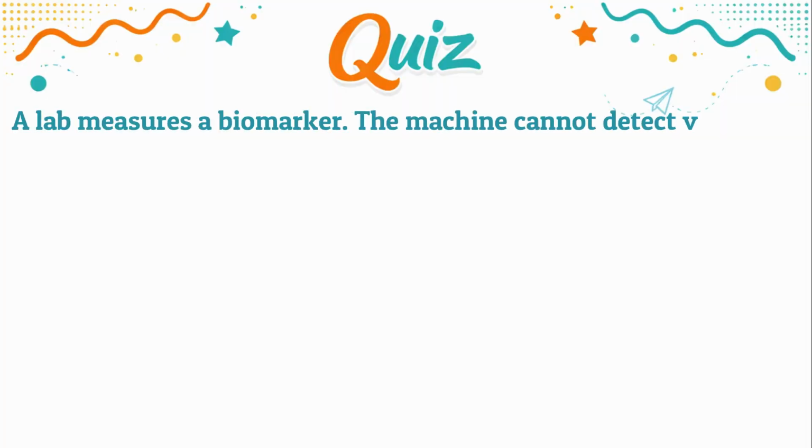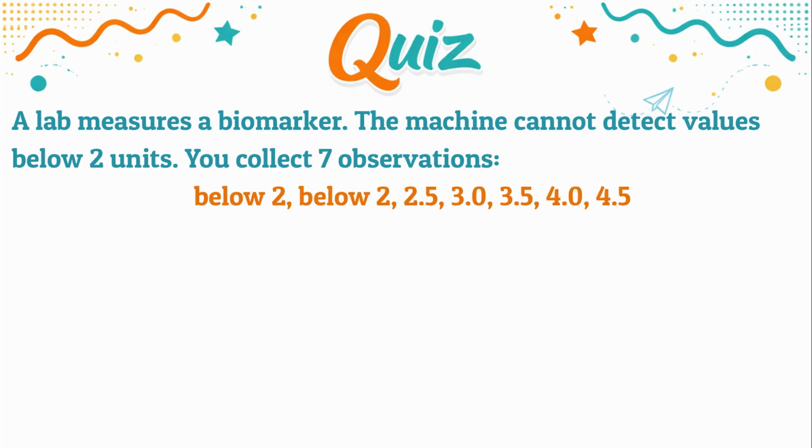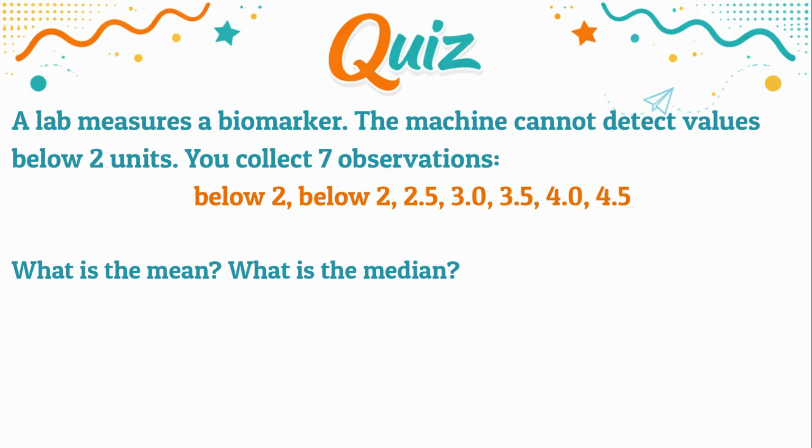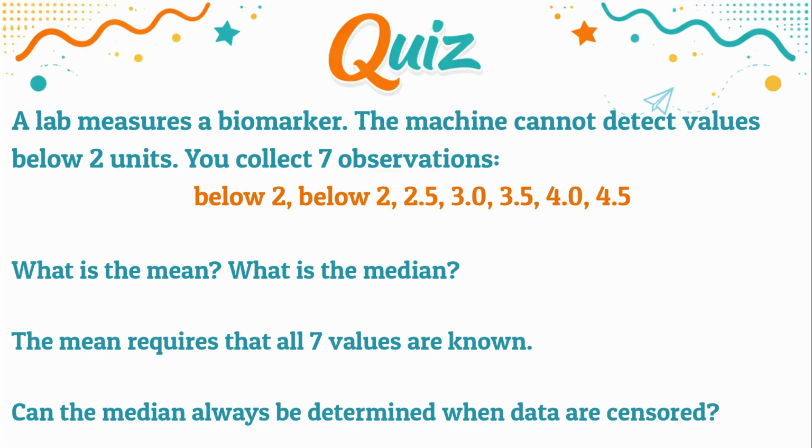Here's today's quiz. A lab measures a biomarker, and the machine cannot detect values below 2 units. Suppose you collect the following 7 observations: less than 2, less than 2, 2.5, 3.0, 3.5, 4.0, 4.5. What is the mean? What is the median? The mean requires that all 7 values are known. Can the median always be determined when data are censored? Feel free to pause the video here and take a moment to work through the quiz.